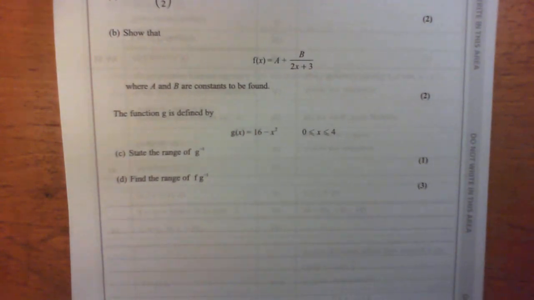The ranges caused a bit more trouble. B was fairly straightforward, but a lot of people tend to make a bit of a mess of that. For some reason, it really involves long division, and you can almost do it in your head.